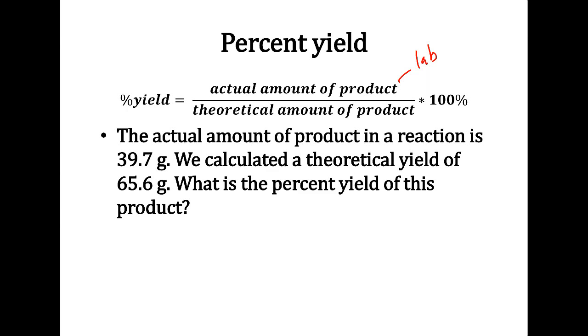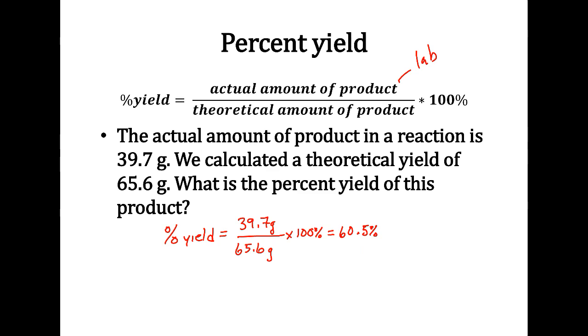So to calculate the percent yield, we are going to take the actual amount divided by the theoretical yield. So in this case, the actual amount is 39.7 grams. The theoretical yield was given to us in this particular example, which was 65.6 grams. And then we're going to multiply that by 100. And whenever we plug and chug, this should be 60.5%. So the percent yield is 60.5% for this particular reaction.